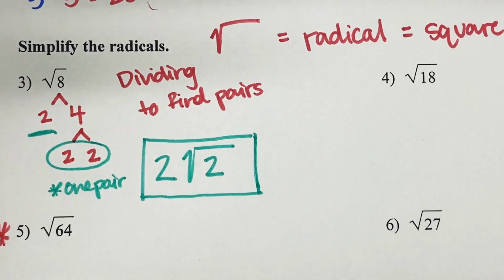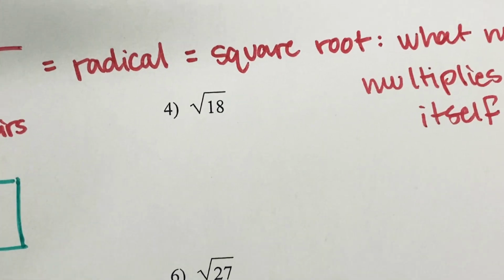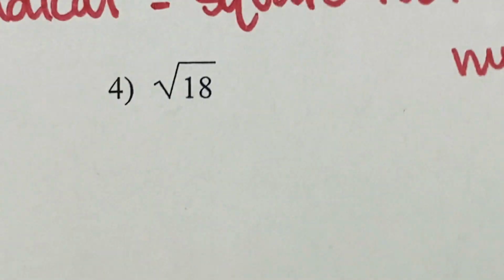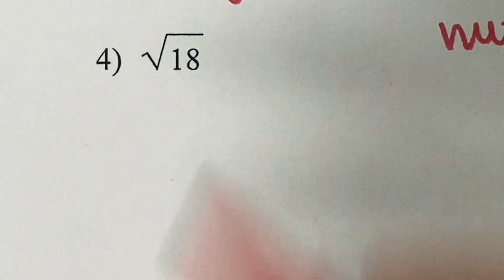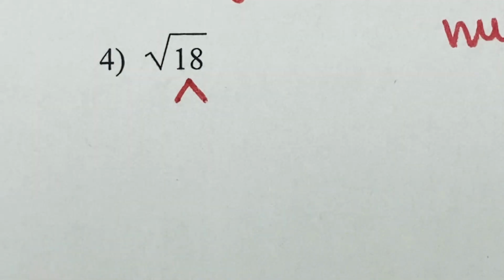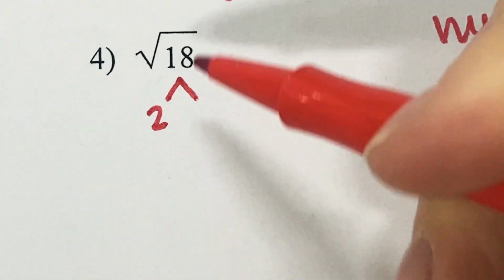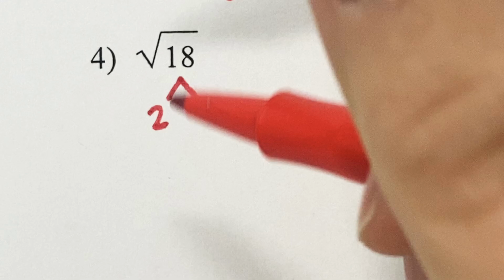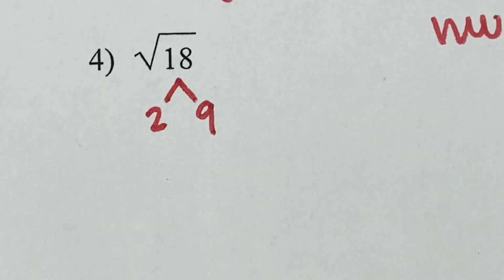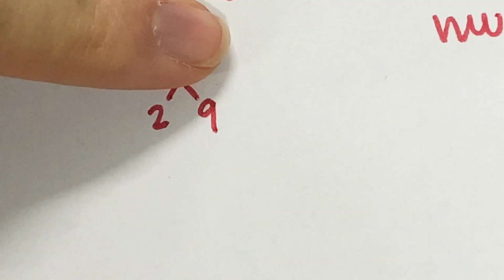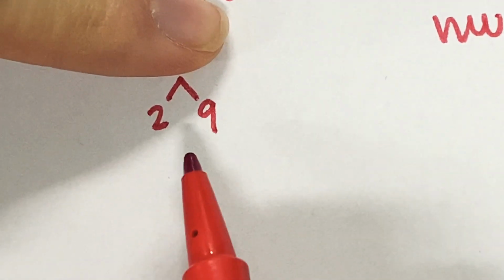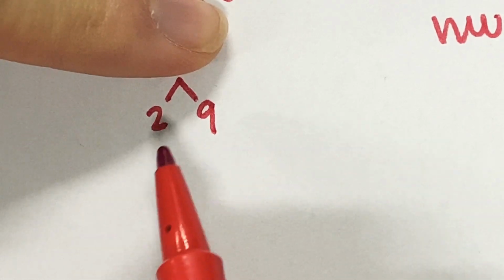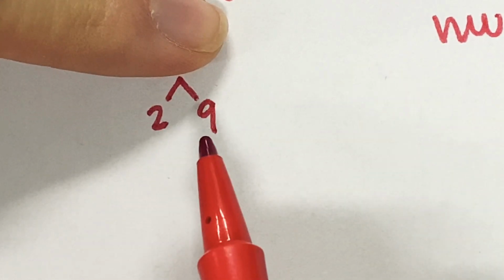Okay, so let's look at 18. We're still looking for 2 of the same numbers that can leave the radical. So let's start dividing 18 up. I know 18 is an even number again, so let's divide it by 2. 18 divided by 2 is going to give me 9. So 18 got split up into 2 and 9. So I don't have 2 of the same number yet. 2 is just going to go to 2 and 1, so that doesn't really help us. But let's break up 9.